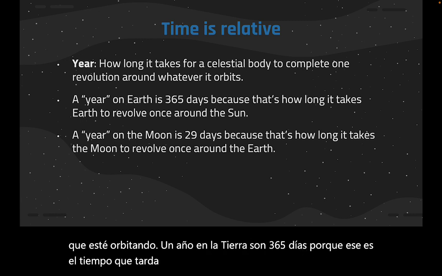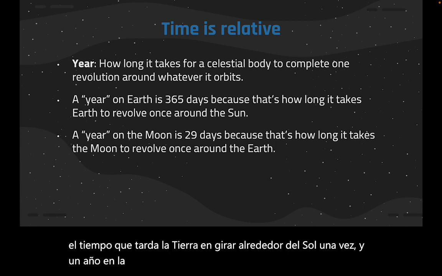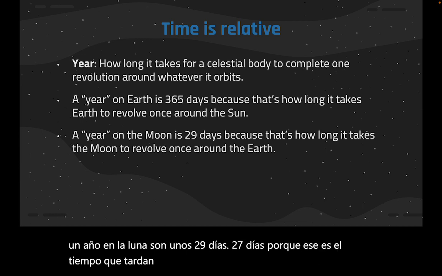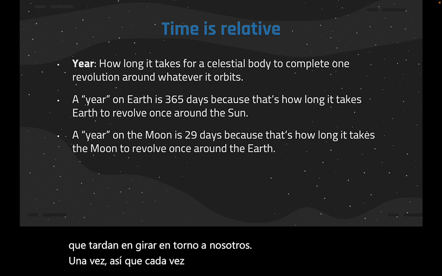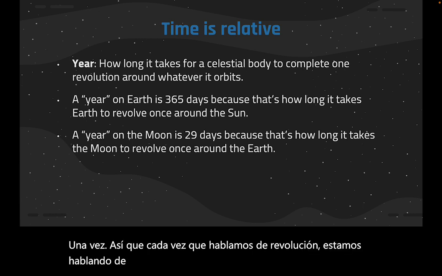A year on Earth is 365 days because that's how long it takes Earth to revolve around the sun once. And a year on the moon is about 27 days, because that's how long it takes the moon to revolve around us once. So, whenever we're talking about revolution, we're talking about years, we're talking about how long it takes to orbit.